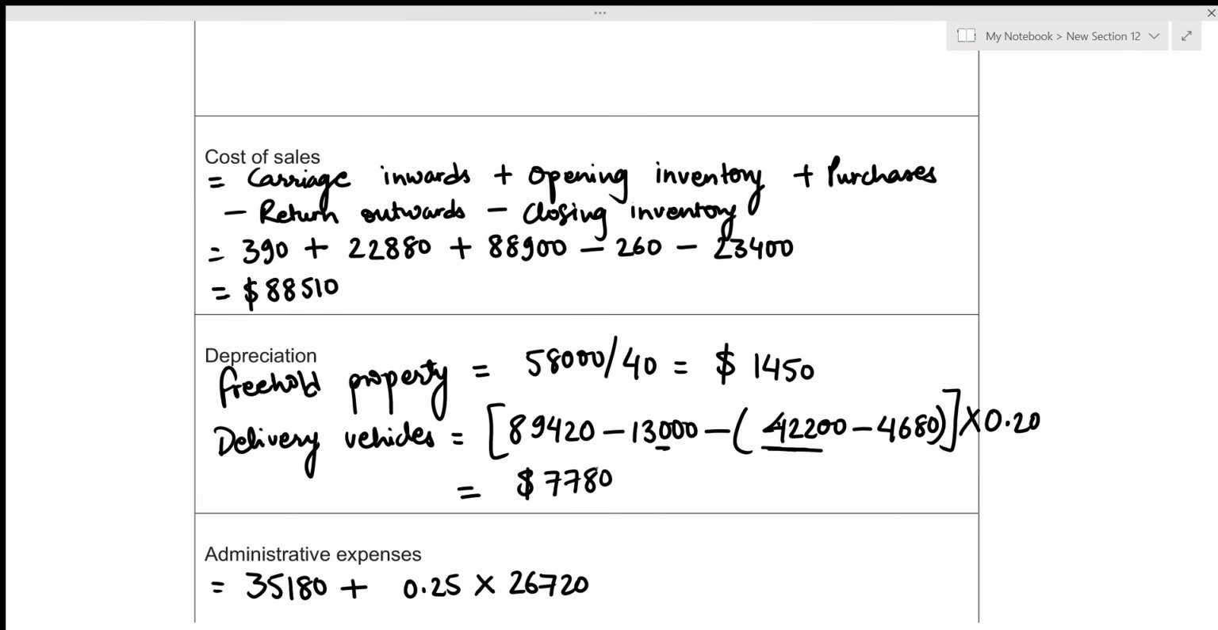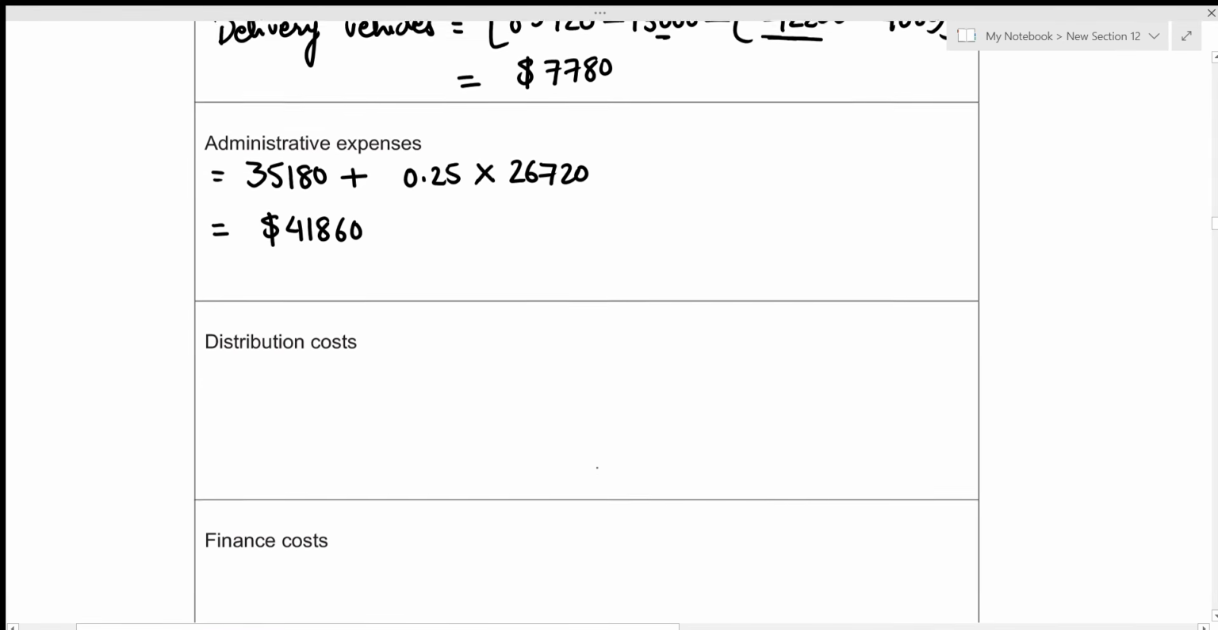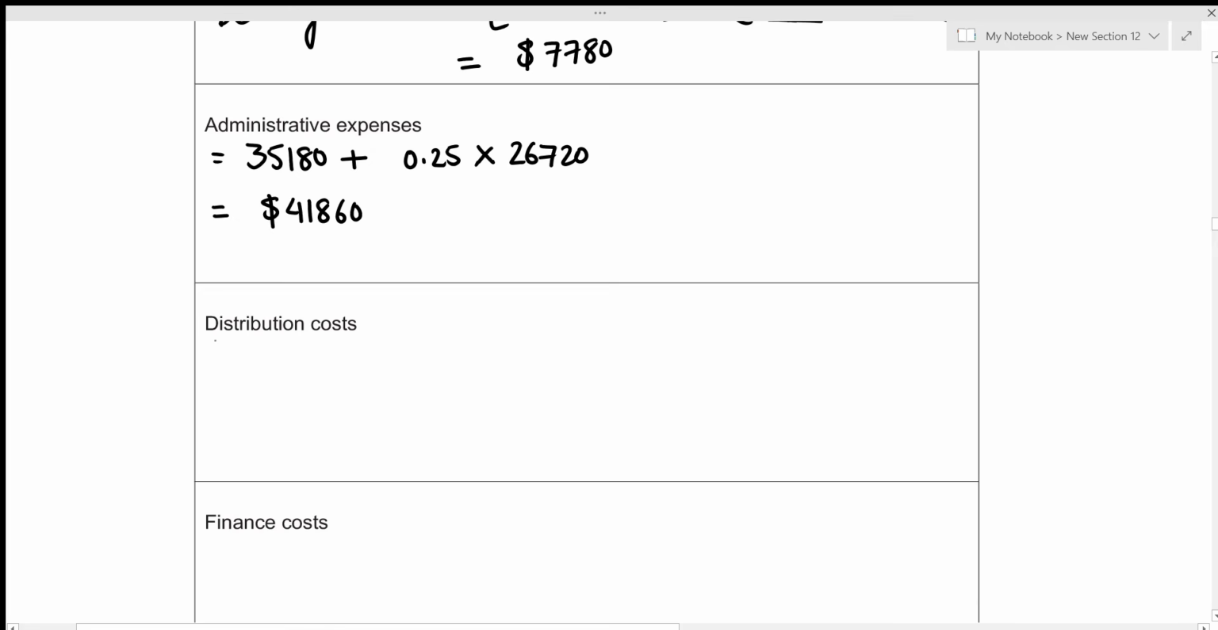All right, so these are the 7 items that we need to include in our distribution cost. So I'm just going to write down the headings first. The first one was the value of the distribution cost given in the above table. Right, and then we have the revaluation of freehold property.